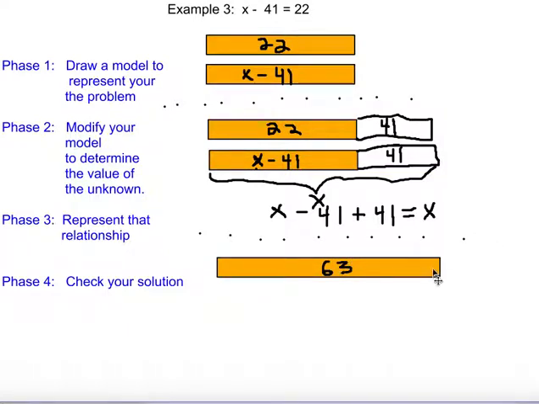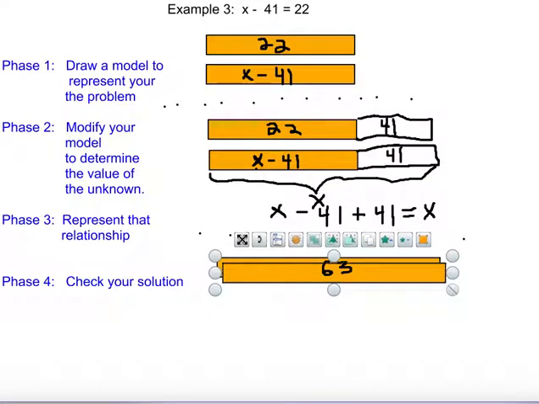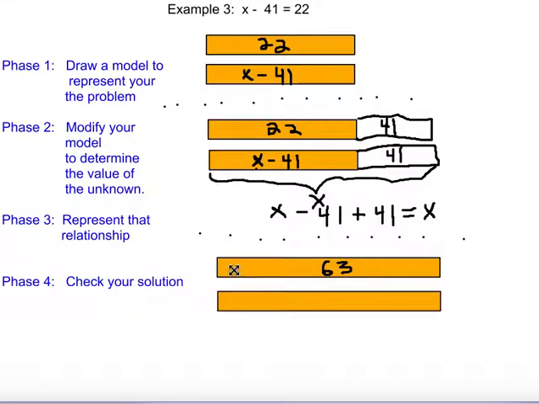And then our second tape diagram, where we had x minus 41 plus 41, again, we already established it. If you subtract a value, but then add the exact same value, you go right back to where you started. So we know x has to have a value of 63 for this equation. So we've represented our relationship. X is equal to 63, and now we're just going to check our solution.